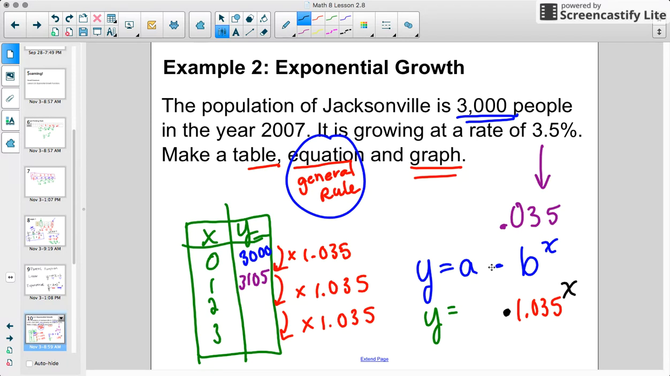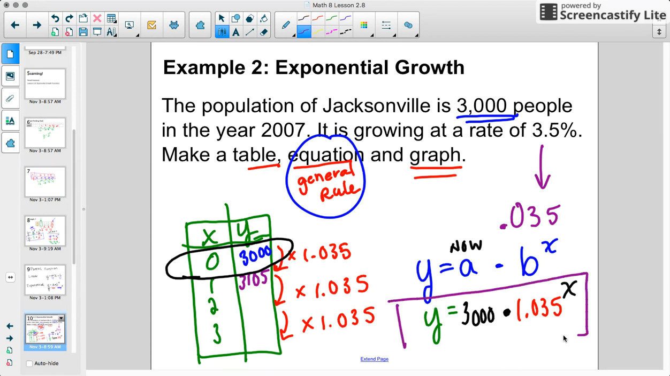And it's always being multiplied by our now, our start value. And our start value can be found when x equals 0. So our start value is 3,000. Okay, so this is the general rule for this exponential growth function. So in a moment, you're going to also look at a similar general rule with your group.